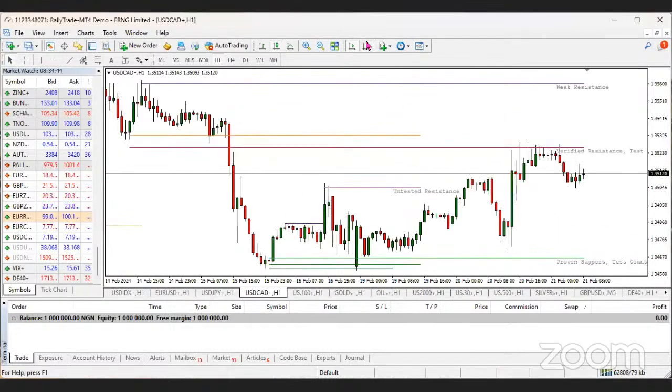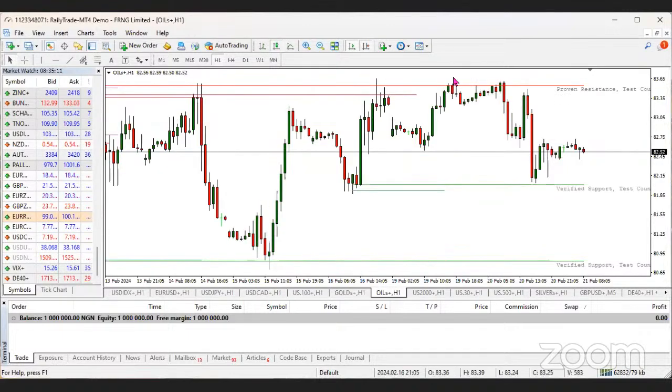I'm just trying to be fast so that at least we can cover a lot of things. Looking at this particular instrument, USD CAD, you see this verified resistance. Yesterday, it hit it, hit it, hit it, hit it, hit it. You would know that the dollar is trying to strive against the CAD. But you also know that Canada is a petrochemical zone, so most times oil affects this particular instrument.